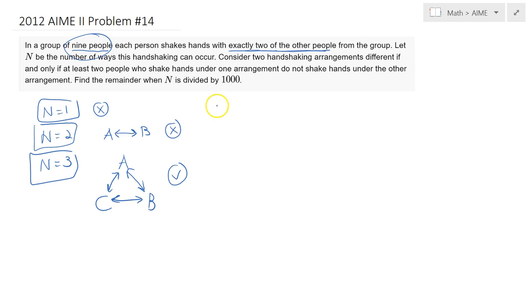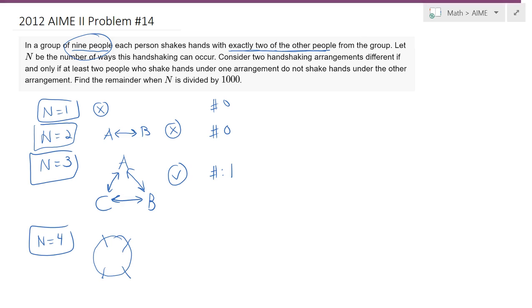So let's take the count here. The count was 0 when n is equal to 1, and when n is equal to 2. When n is equal to 3, the count is 1. What happens if n is equal to 4? Now I'm more and more proficient, so I can just consider a circle with 4 vertices. So how many different ways can this handshake occur?